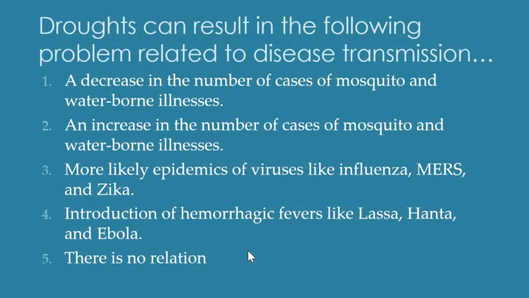Droughts can result in the following problem related to disease transmission. This is your first mini quiz question, or your only mini quiz question, about drought. Would you get a decrease in the number of cases of mosquito and waterborne illnesses, an increase in the number of cases of mosquito and waterborne illnesses, more likely epidemics of viruses like influenza, MERS, and Zika, introduction of hemorrhagic fevers like Lassa, Hanta, and Ebola, or there is no relation?